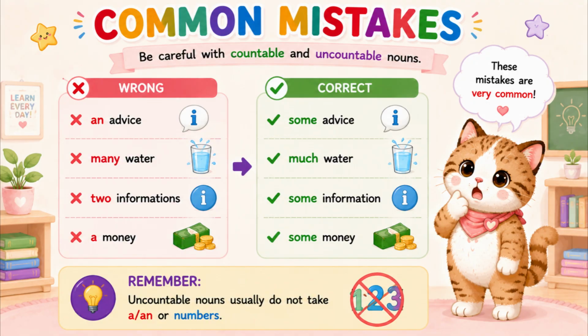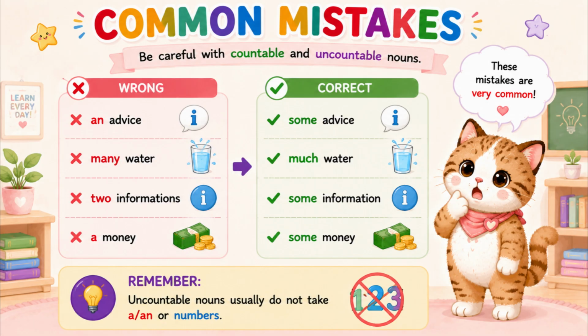Common mistakes. Be careful with countable and uncountable nouns. These mistakes are very common. Let's have a look at this. An advice is incorrect. The correct one is some advice.